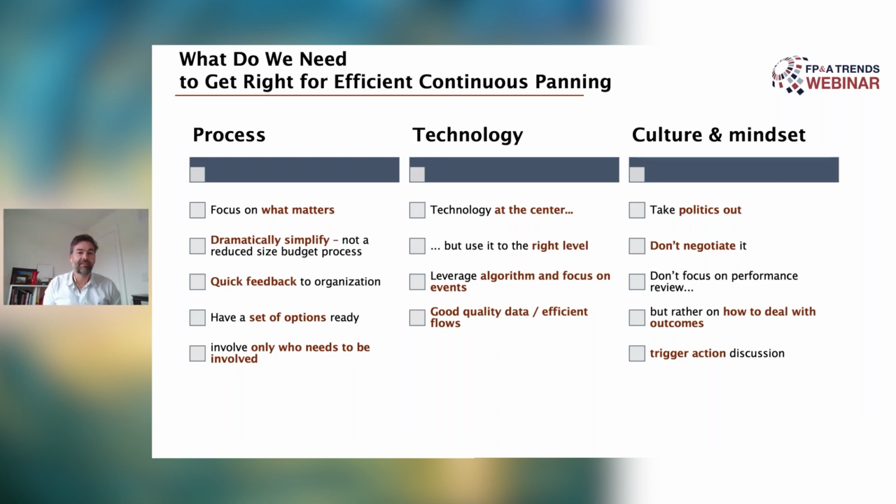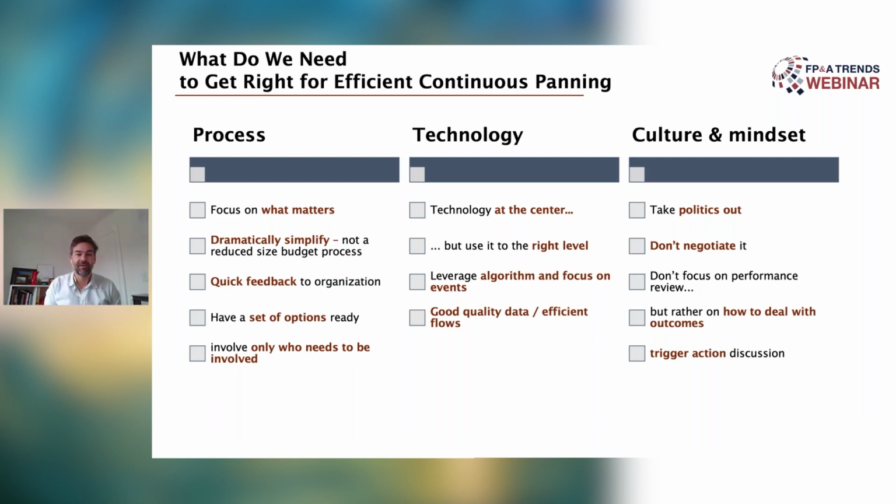The other one is make sure that the process loops back quickly as feedback to the organization. When I think about technology, it comes pretty obvious. You need to make sure that you have technology and systems to support your planning process. But you need to use it to the right level.